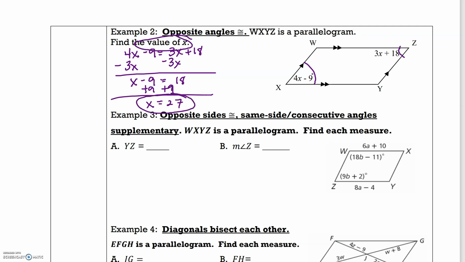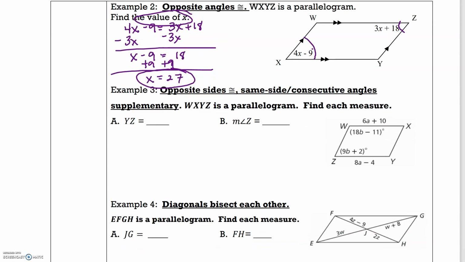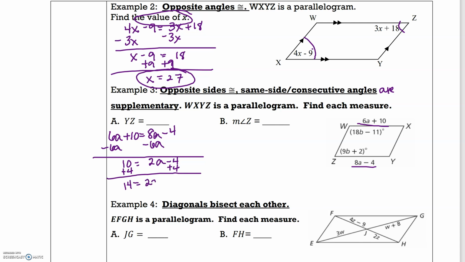So we are done. On this next one, opposite sides are congruent, and same side or consecutive angles are supplementary. So opposite sides being congruent means that the top expression here is going to be equal to the bottom expression. So I'm going to go ahead and set 6a plus 10 equal to 8a minus 4 and solve. So 10 is equal to 2a minus 4, and we're going to add 4 to both sides. So 14 equals 2a, and divide by 2 to get a is 7.